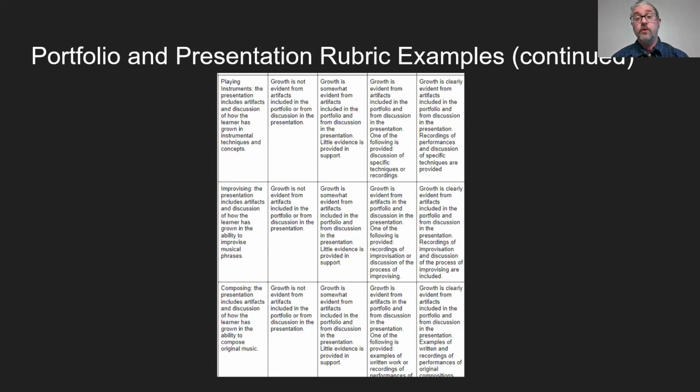Now, the next step down is growth is evident from artifacts included in the portfolio and in the discussion, okay? But only one of the 2 things that I mentioned, the recordings or discussion of specific techniques, is provided. So you only provided one of those 2, or maybe one of those 2 wasn't appropriate. Essentially, you didn't really go with what you were trying to show. The next step down is growth is somewhat evident. Little evidence is provided in support. And then the needs improvement, or the buried seed, is growth is not evident from artifacts included in the portfolio or from discussion in the presentation.